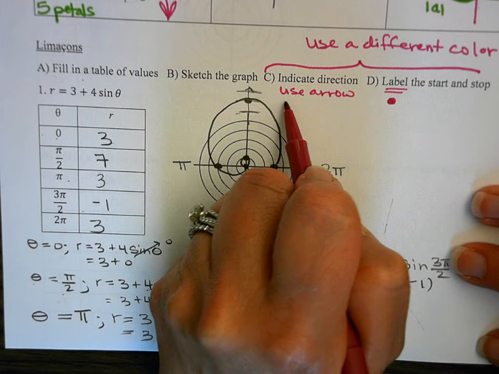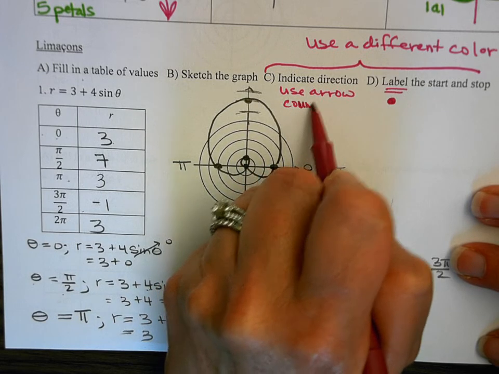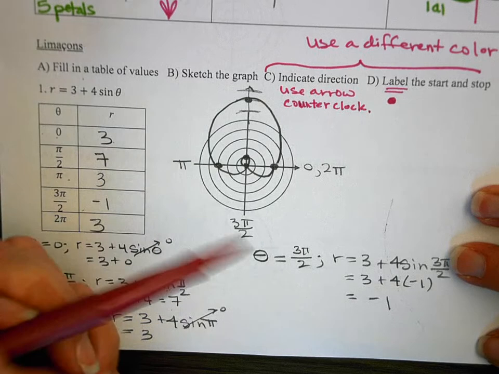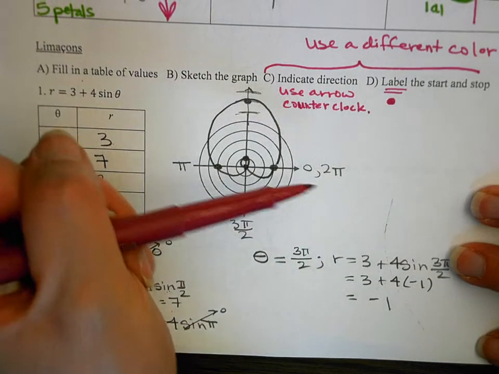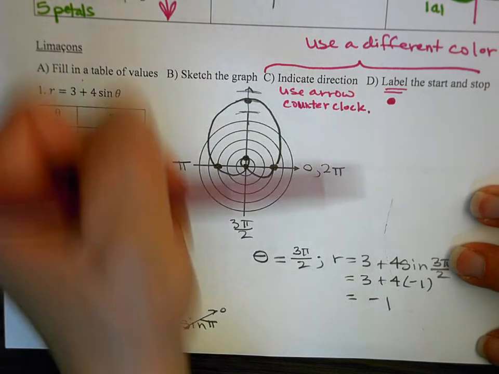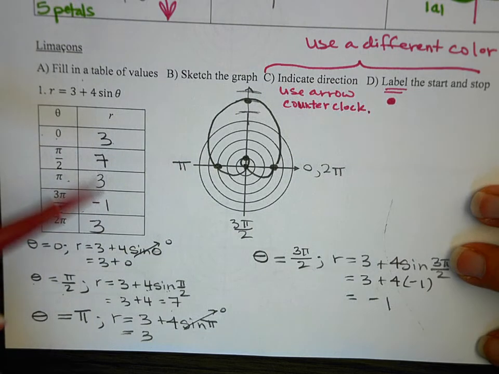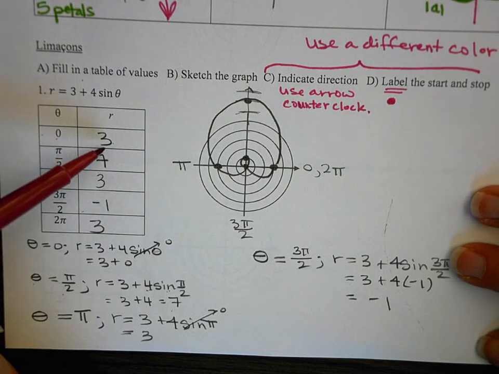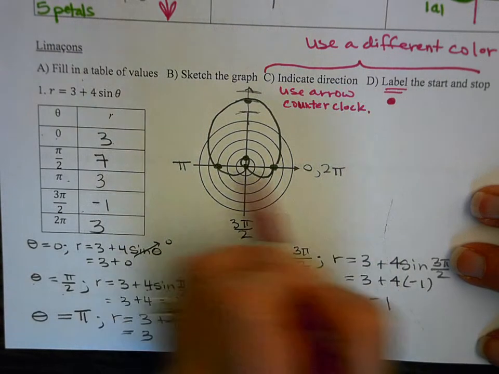And it's always going to be counterclockwise, right? Because isn't that our positive direction? When we go around the unit circle, we start at 0 and then we travel this way. So it's always going to be that. But you can also look at your dots over here if you forget that. So where did we start? We started at 0, 3, so on the line of 0 at a radius of 3.